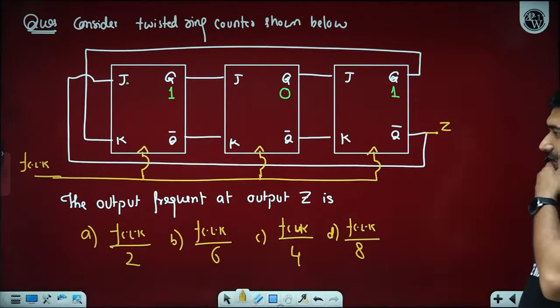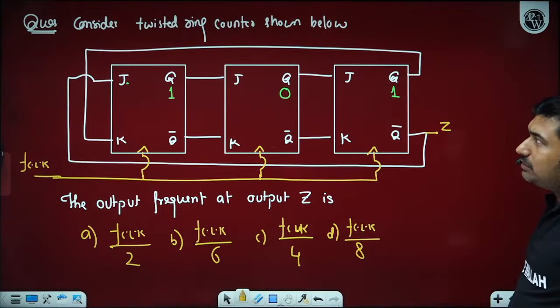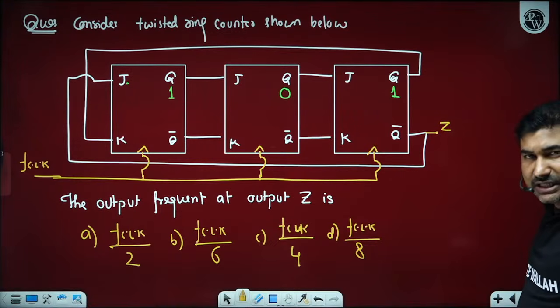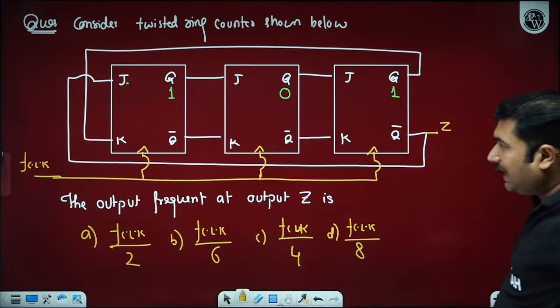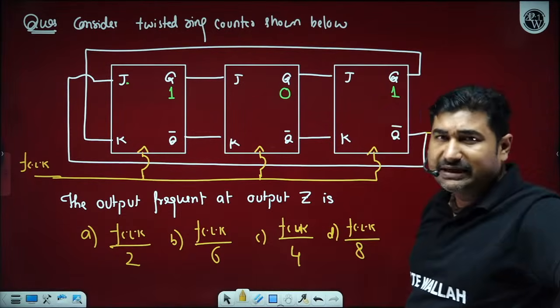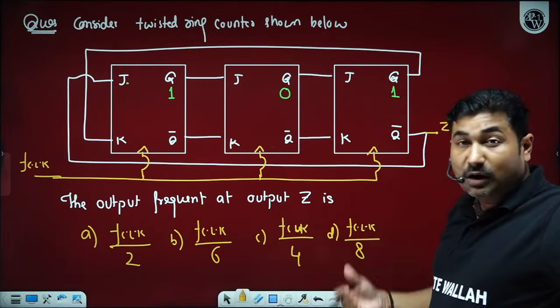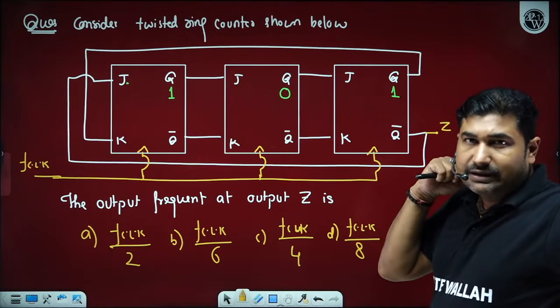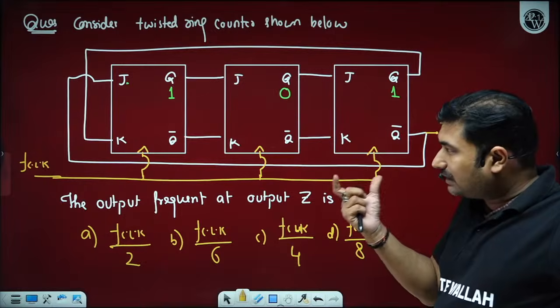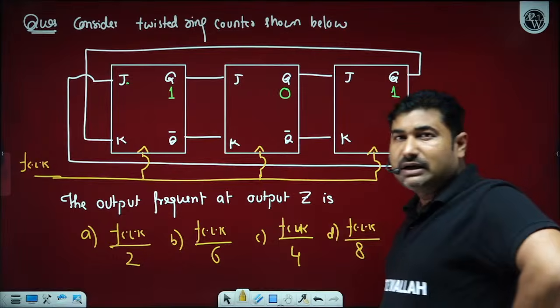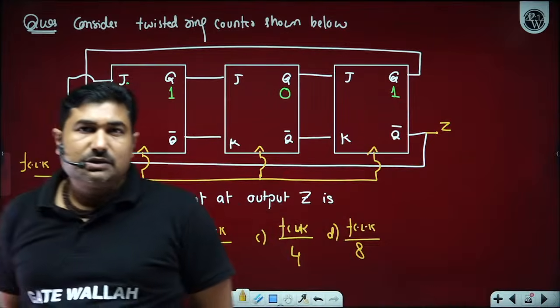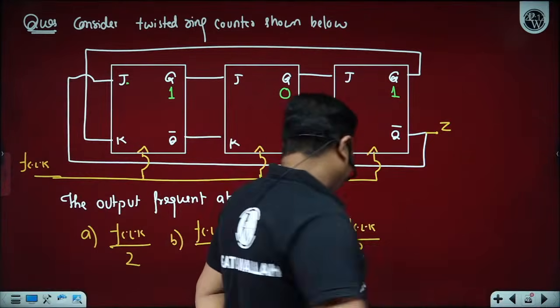Can you tell me what is the output frequency in case of a twisted ring counter with the initial condition given? This condition may occur because of some propagation delay of the flip-flops. Different flip-flops may have different propagation delays, and there is a possibility that if the clock time period is not properly chosen, the output will come into this condition. So what happens if the output comes into this condition?